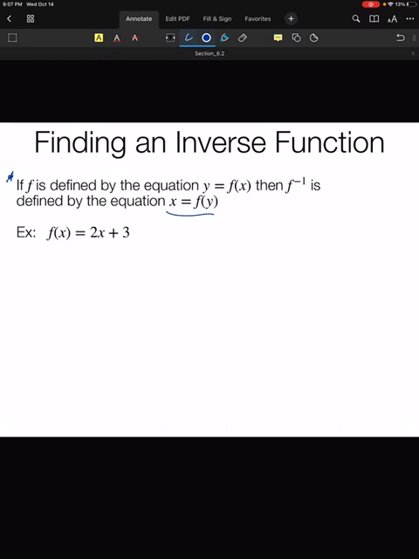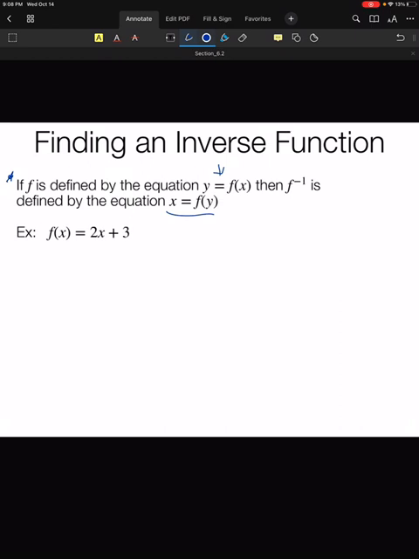So if f is defined by y equals f of x, then the inverse function is defined by the equation x equals f of y. We're going to switch the x and the y, just like we saw before. But then we're going to solve for y, because we're used to things being in terms of y equals something. So first we switch the x's and the y's and then solve for y.